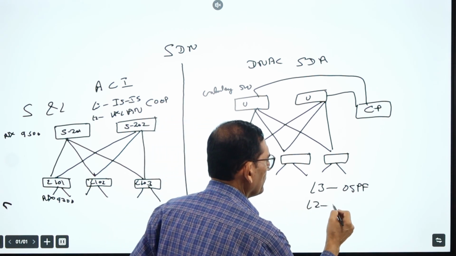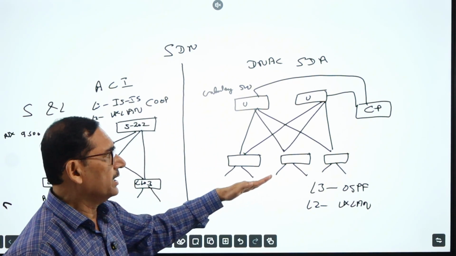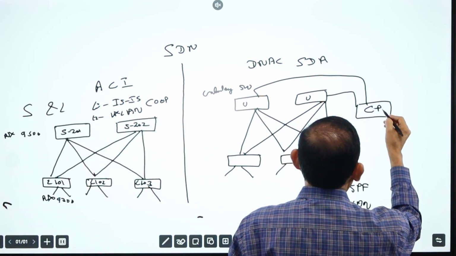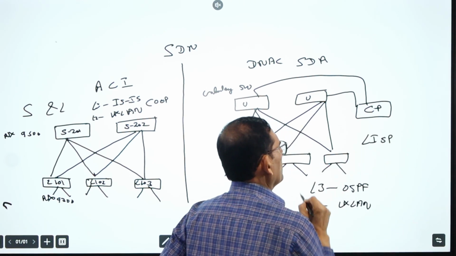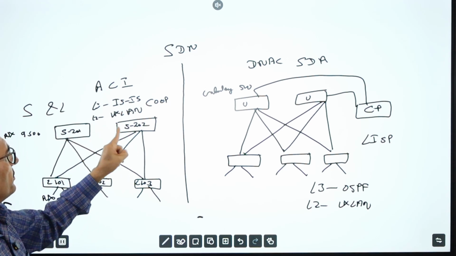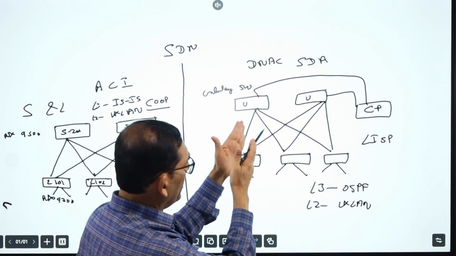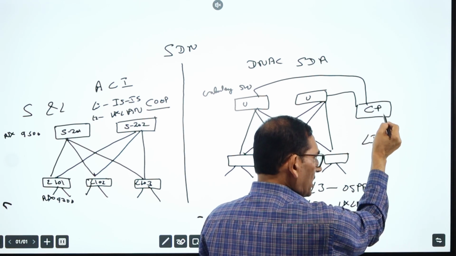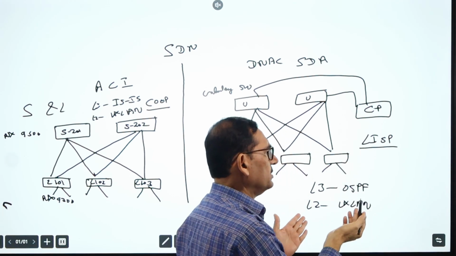For layer 2, it is fixed, that is VXLAN. Now, how is the endpoint recognized by the control plane device? That is my control device. Here we have the Location ID Separation Protocol, LISP. If you compare with the ACI network, the control plane protocol of the spine is COOP protocol. In our SDA part, the control plane protocol for this controller part is called LISP. And I think you are aware of this particular part.